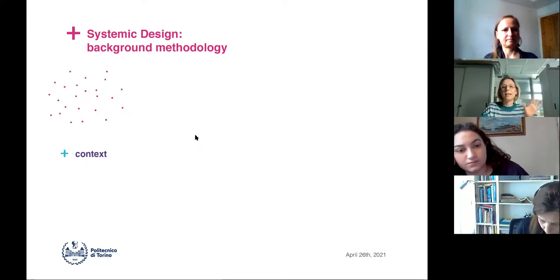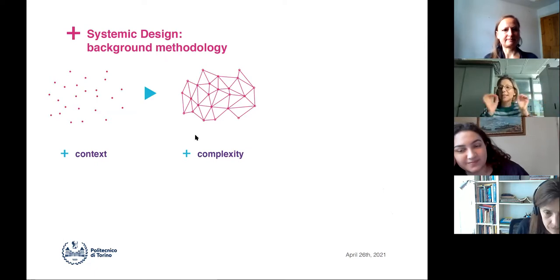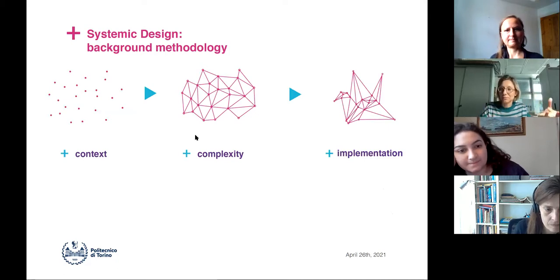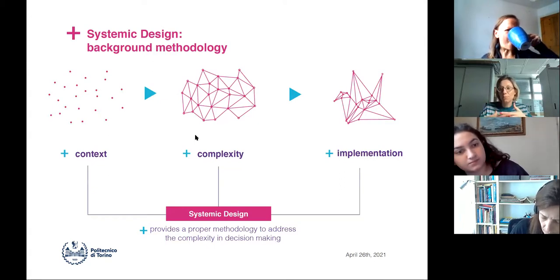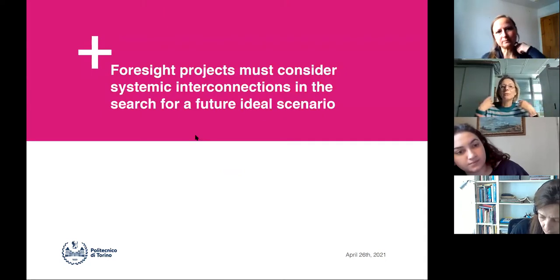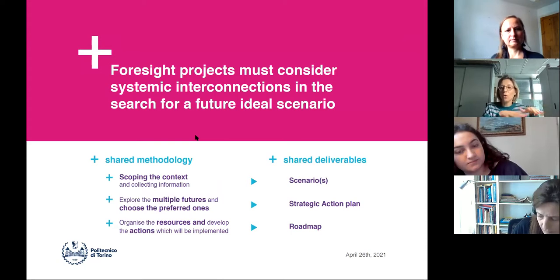So we are again in a complex context where we cannot only connect the dots, but with the implementation of systemic design, we can design our future and provide meaning also to this complexity. So systemic design provides proper methodologies that address the complexity, especially in decision making for the future, and have a foresight project. So the systemic interconnection that we generate in our ideal scenario should have a shared methodology with all the actors involved and also stakeholders, of course, and common deliverables.